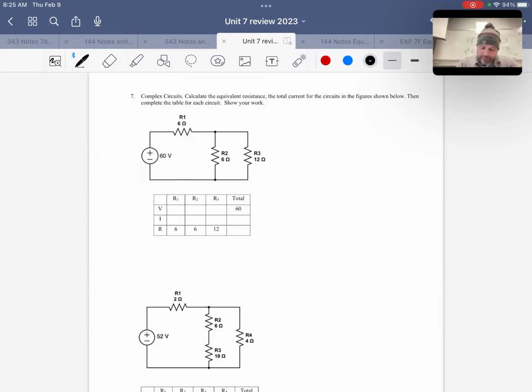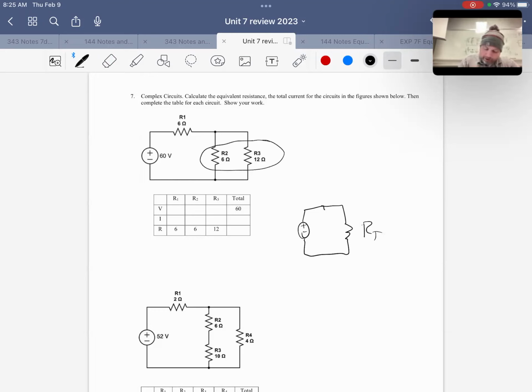Now, remember, the first step here is to turn it into a single resistance. We want to get this down to a single circuit with a single equivalent resistance. Again, this is the equivalent or total resistance of what these would simplify to. So to do that, I need to work from the inside out.